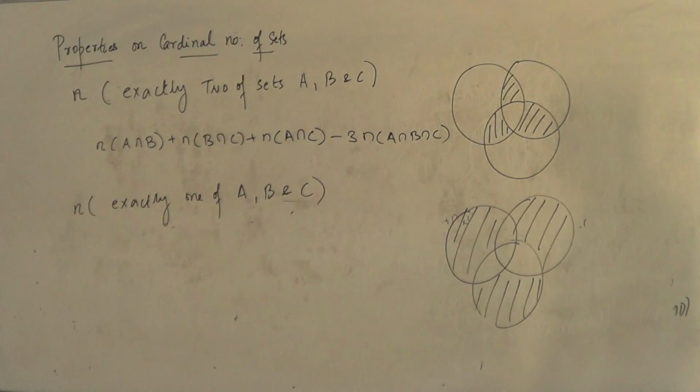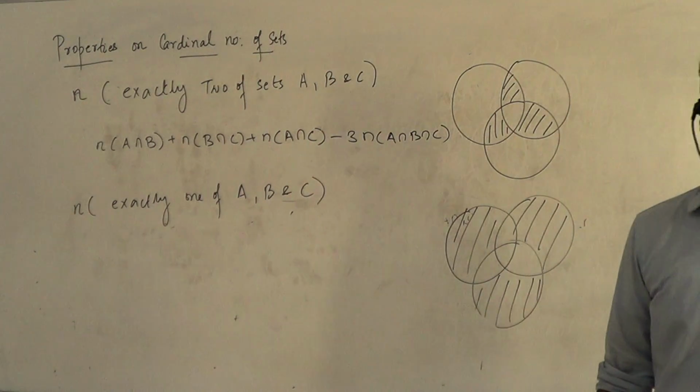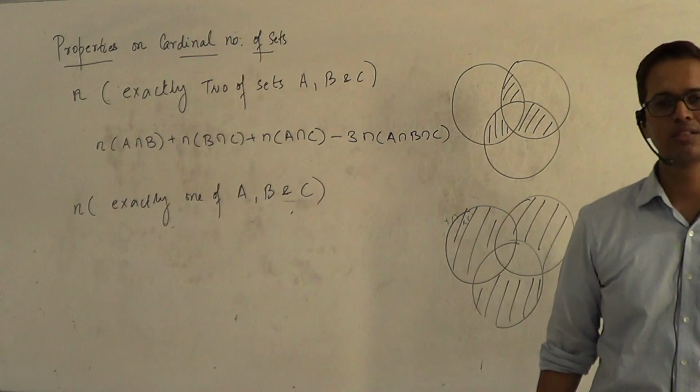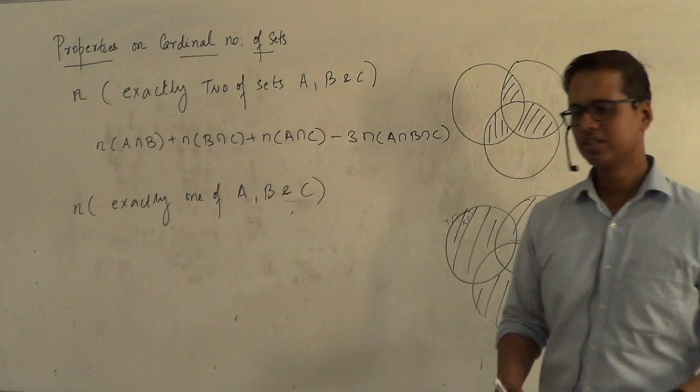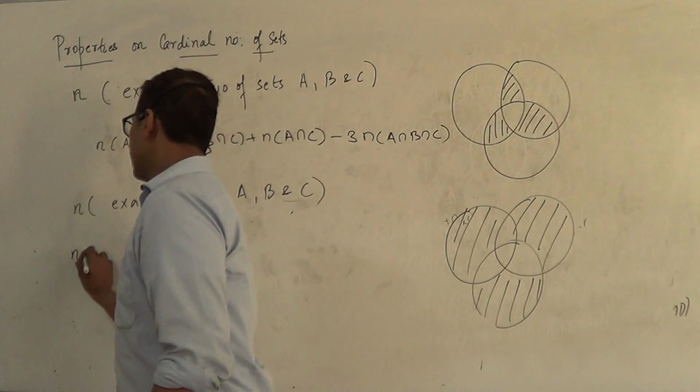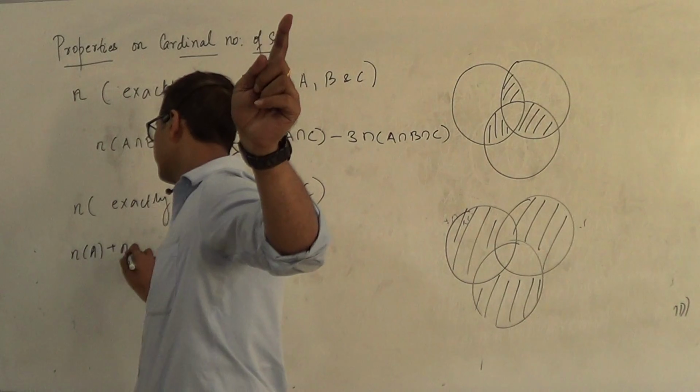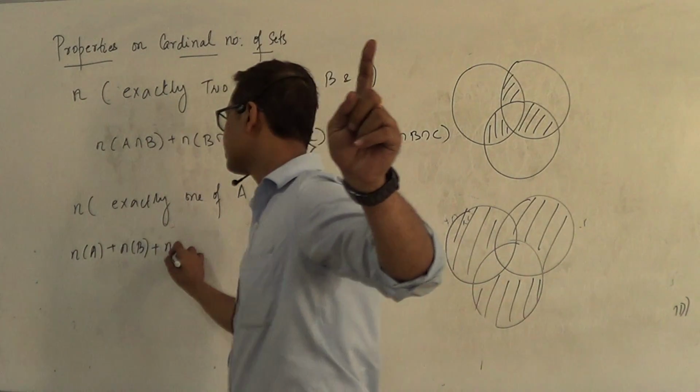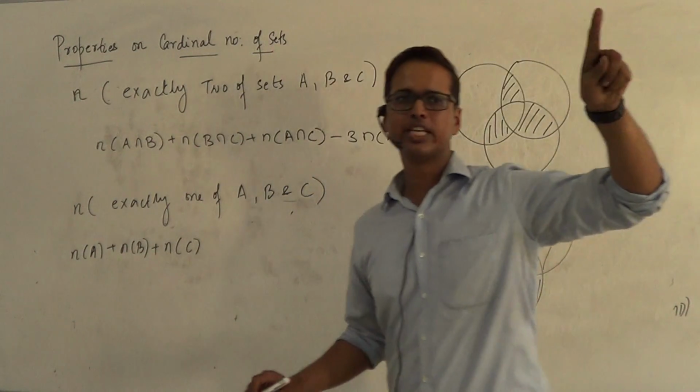So now it will be N of A plus N of B plus N of C minus N of A intersection B minus N of C intersection B minus N of C intersection A, plus 2 N of A intersection B intersection C. Sir, you can just do N of A plus N of B plus N of C, then you can just subtract the first 3 terms. Okay, now see it.